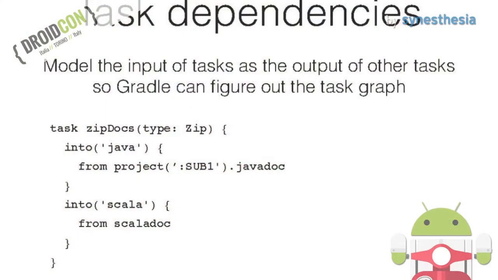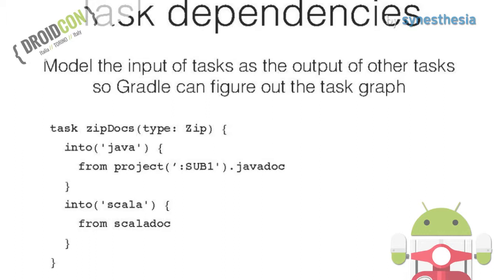You can take that further in your DSL. How do you express dependencies? And I give you one little example here. I want to create a zip file that contains the Java doc and the Scala doc, because for some reason I use both in my project.